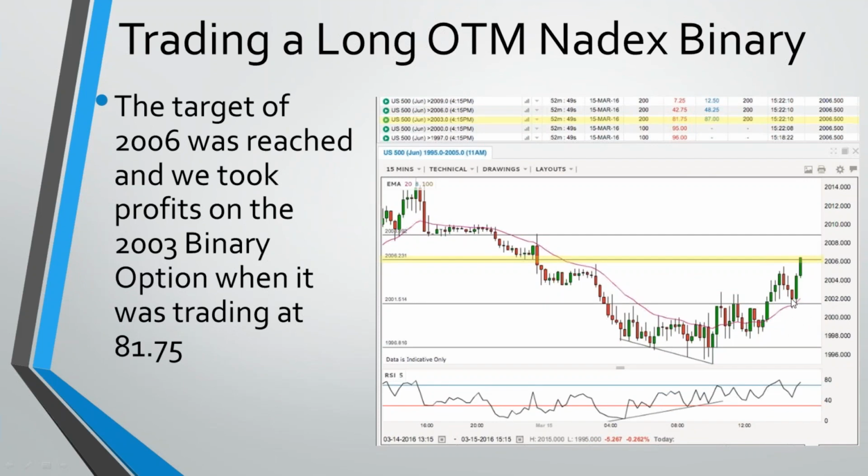We entered it right around 2002 or so. As it went up, even though at expiration that thing was going to be worth $100, we took profits when it reached our target. We always do that. We could have waited till expiration, but as you can see, there's still a bit of time to go. There's over 15 minutes here, and 81.75 is where the price was when it reached our target, so we exit. We always exit when we've reached our target on a particular price pattern.